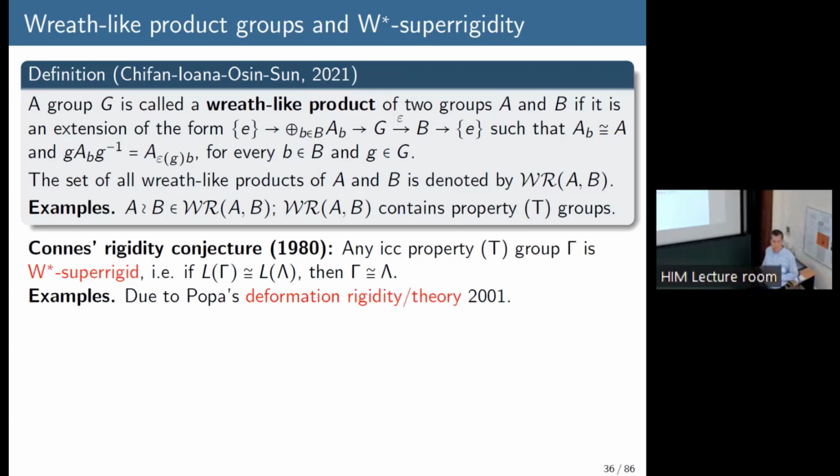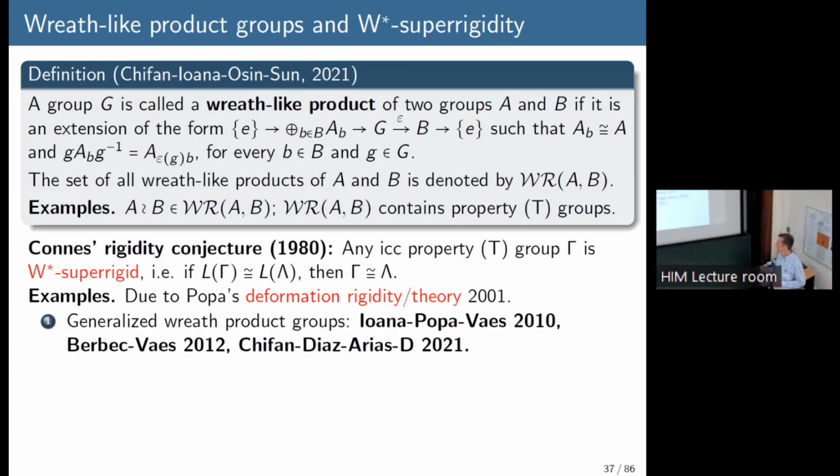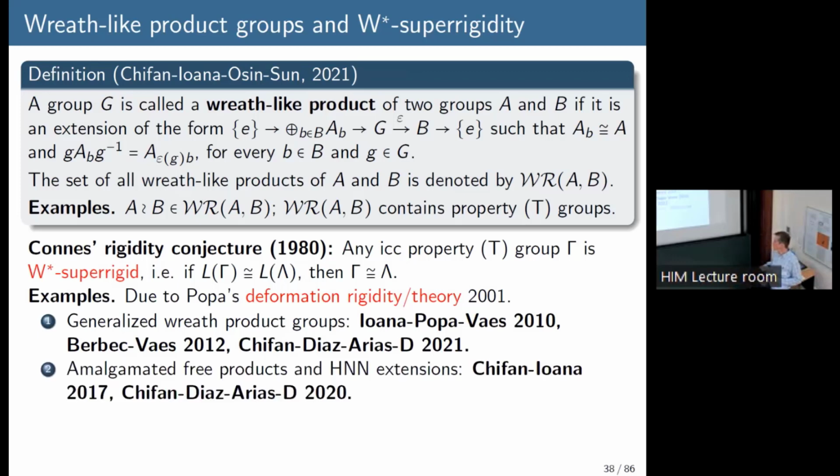And because of Popa's deformation rigidity theory, some classes of W* superrigid groups have been discovered. The first one goes back to the work of Adrian, Sorin, and Chifan. About 12 years ago, they showed that certain generalized wreath-like groups would be W* superrigid, and different groups like amalgamated free products and HNN extensions have also been shown to have this property, but both of these classes do not have property T. The way they are constructed was to admit certain deformations, so the machinery from Popa's deformation rigidity theory would work directly.